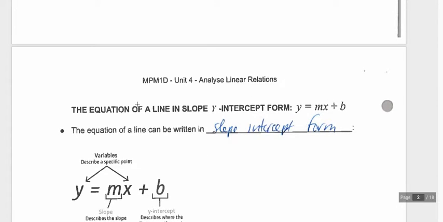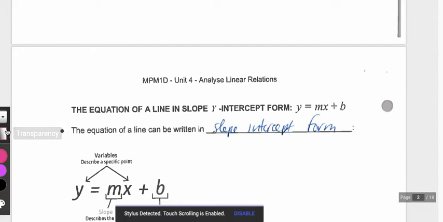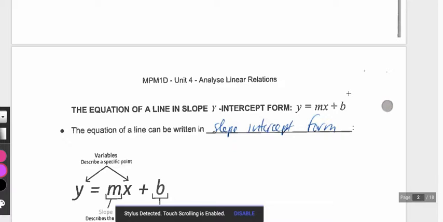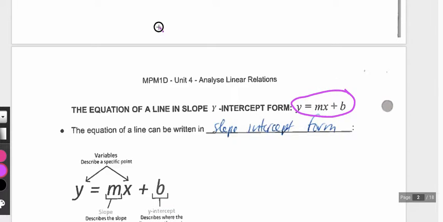So first up, we're going to look at one of the most important things that you'll learn all year, or one of the things that in 20 years, 30 years, 40 years, when you talk about math in high school, you'll remember for sure, guaranteed: y equals mx plus b. And that is what we call slope y-intercept form of an equation of a line.